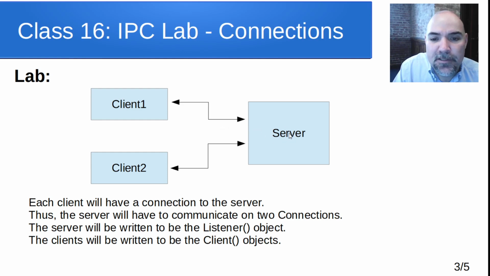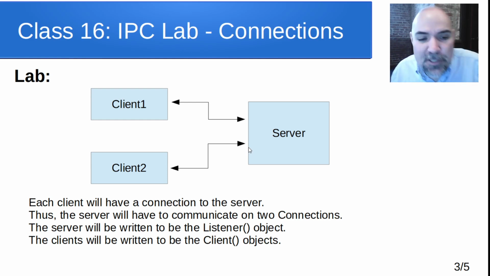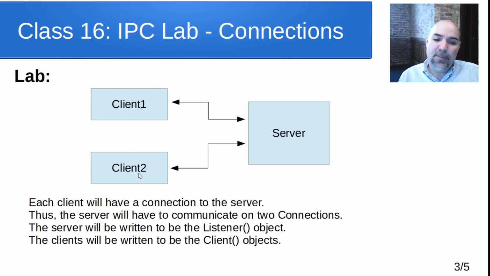So notice here's the server. There's client 1, there's client 2. So this would be like player 1, that's player 2. And here are the two connections to that server. So each client will have a connection to the server. Think of these double-ended arrows as the connection to the server. And the server will have to communicate on those two connections to each of the two clients, player 1 and player 2, or in the tic-tac-toe version, maybe we think of this as player X and player O. All right. So the server will be written to be the listener object. The clients will be written to be the client objects.